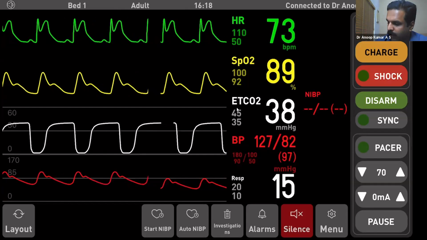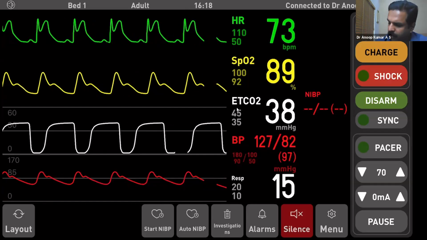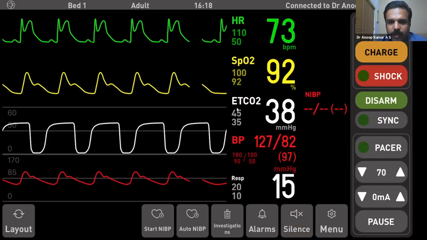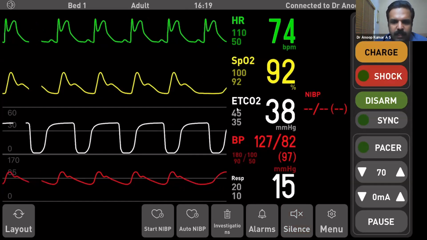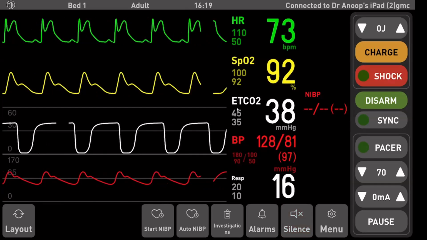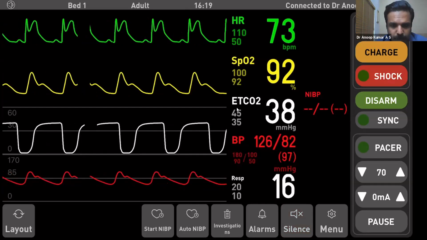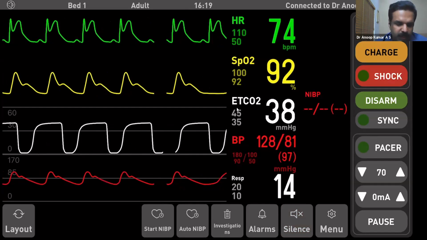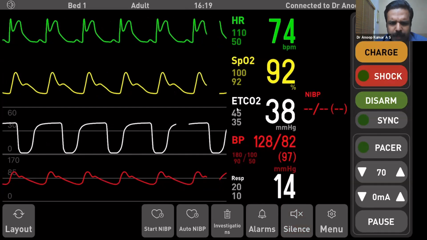So what do you think? What was the reason for hypoxemia at that point? Jagannath? Yes, sir. So what was the reason for hypoxia at that point? Okay, so this was the situation. Now the patient is stabilized.